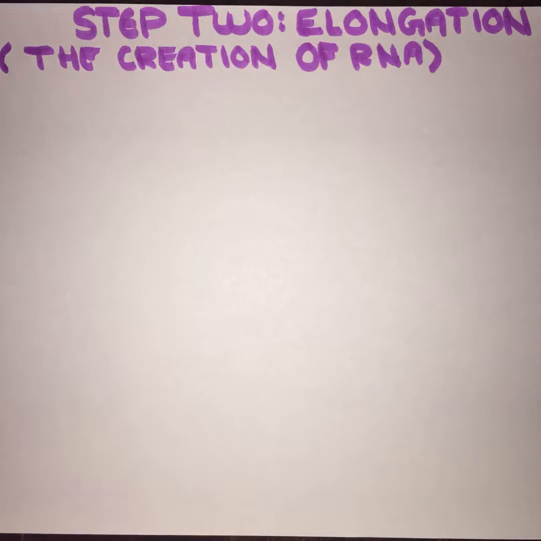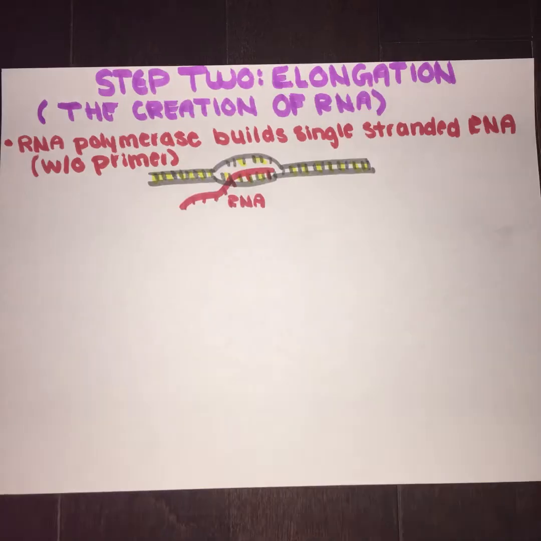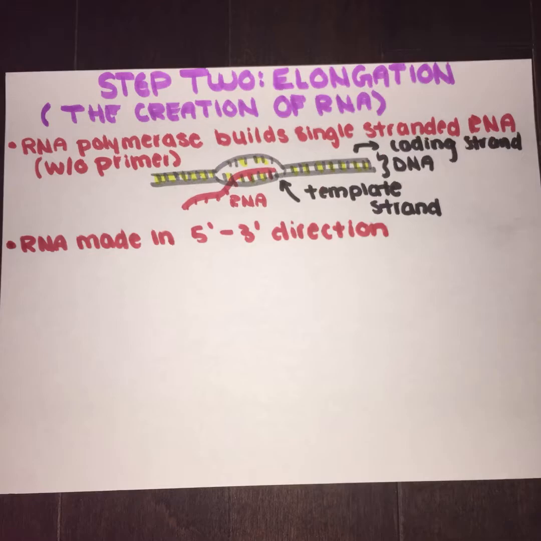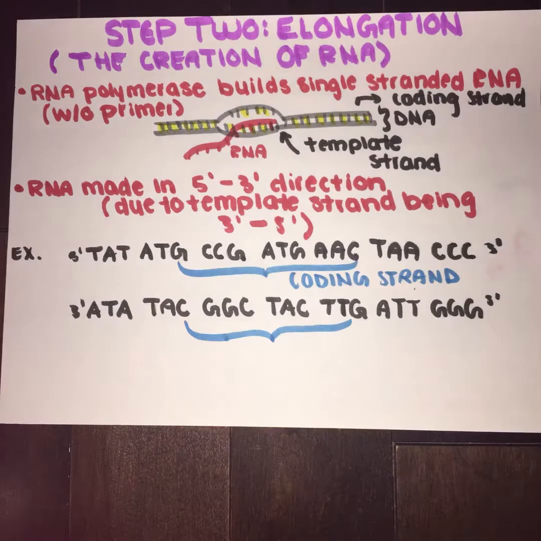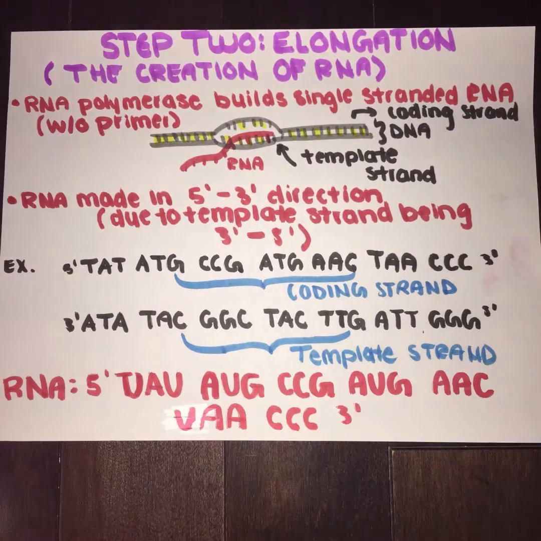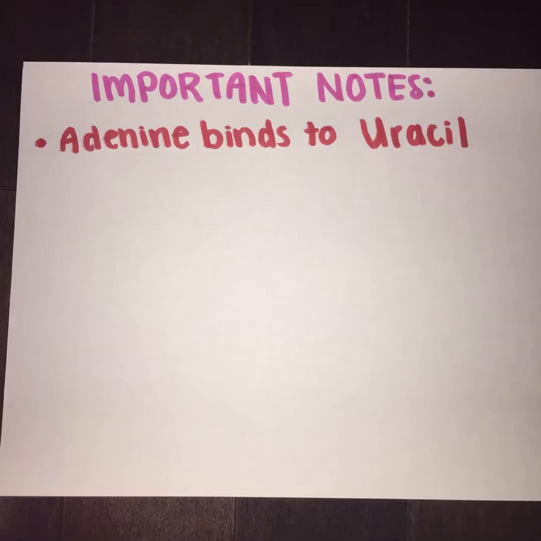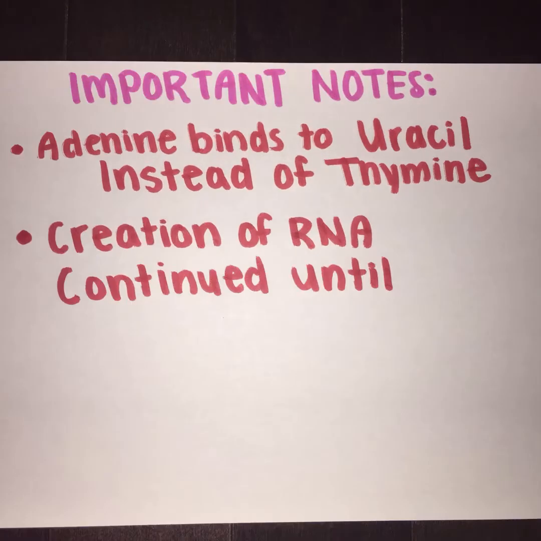Then it moves on to the elongation, which is the creation of RNA, which happens by the RNA polymerase building single-stranded RNA without a primer, and it's always made in a 5 to 3 direction. For example, this would be our coding strand and this would be our template strand, creating our RNA using the template strand. Some important notes to remember is that the A binds to the U instead of the T, and the creation of RNA is continued until the termination sequence.